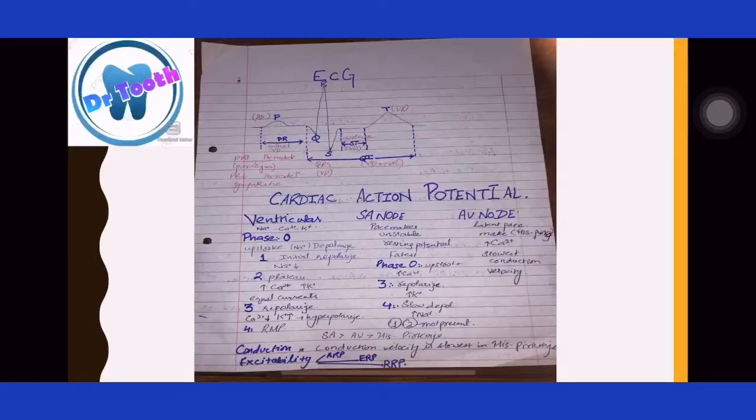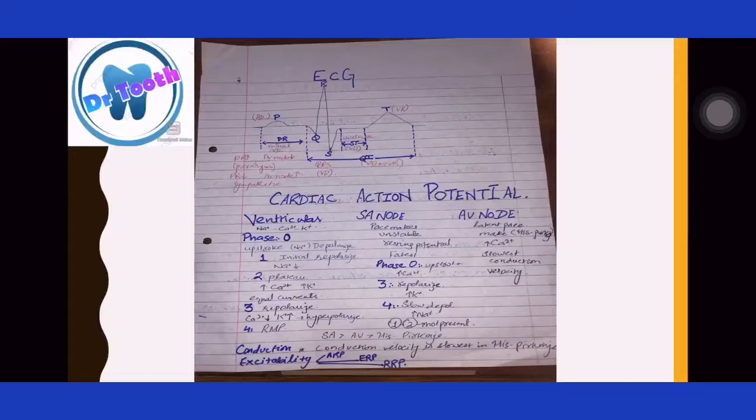Move on to the next, you have the SA node. The SA node is the pacemaker of the heart. It has unstable resting potential and it's the fastest. It has phases 0, 3 and 4. Phases 1 and 2 are not present. That can be MCQs as well.